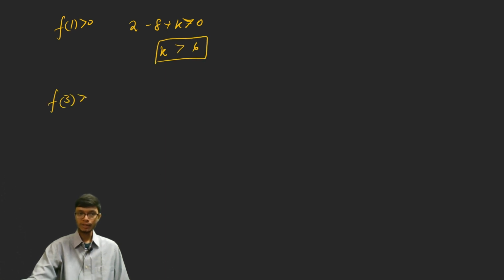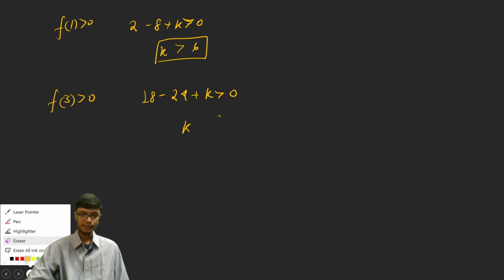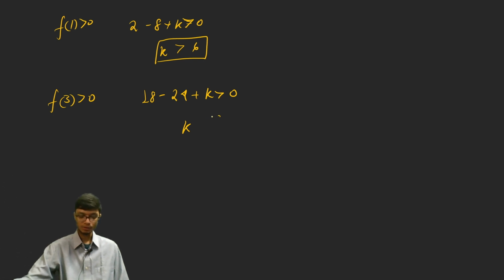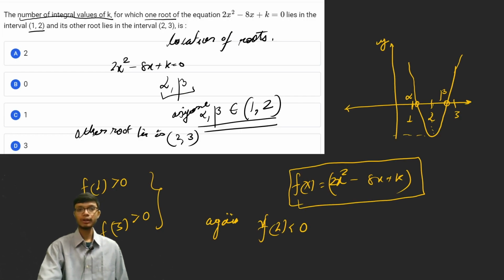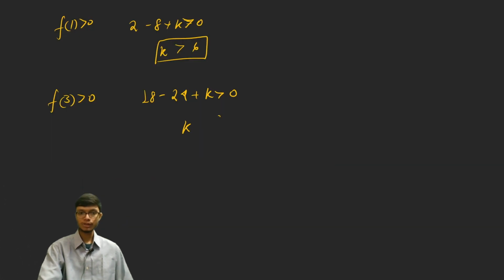And if I put f of 3 greater than 0, the result I will get is 2 into 3 whole square, that is 2 into 18, minus 24 plus k is greater than 0. This is actually 8 into 3, so minus 24, and 2 into 3 whole square is 18. So from here the result will be k should be less than 8. Okay, k should be less than 8.